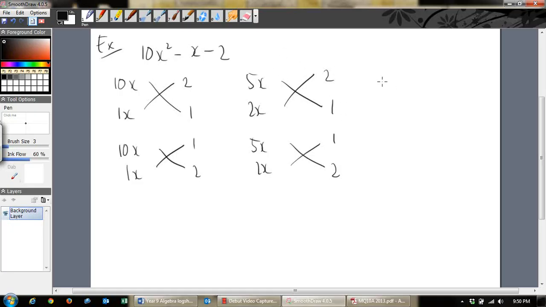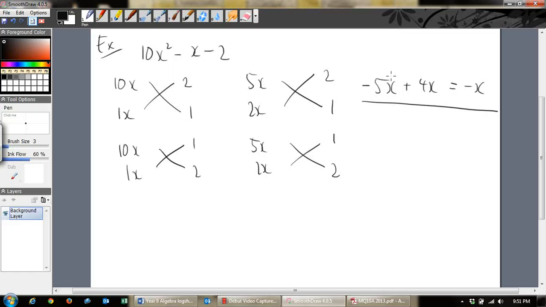5x times 1 is 5x, 2x times 2 is 4x. Now, can we create negative x from these two terms by putting a plus and minus? In fact, yes, we can. How would we create negative x? Well, we want the 5x, because it's 1 bigger than 4x, we want that to be negative. So negative 5 plus 4 will give us negative 1x. And so that will work. There's our answer. Don't even need to try this one.